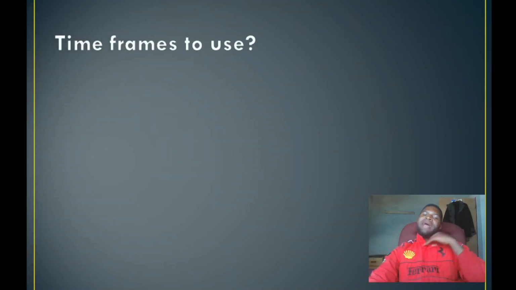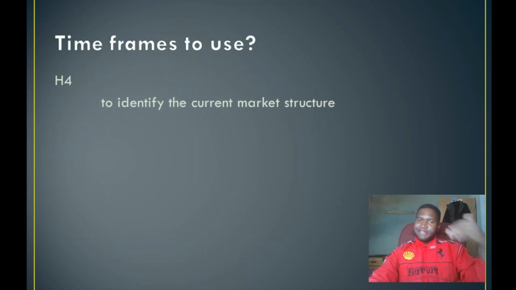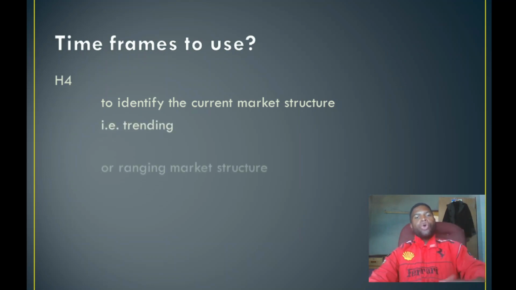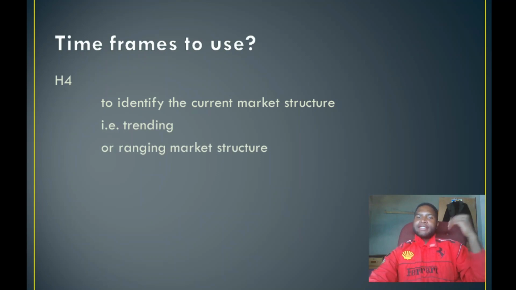Okay, so when I'm analyzing my charts, I start from the H4 time frame, and it helps me to identify the current market structure. What I mean by that, in other words, is I'm trying to identify whether I'm in a trending or a ranging market structure.